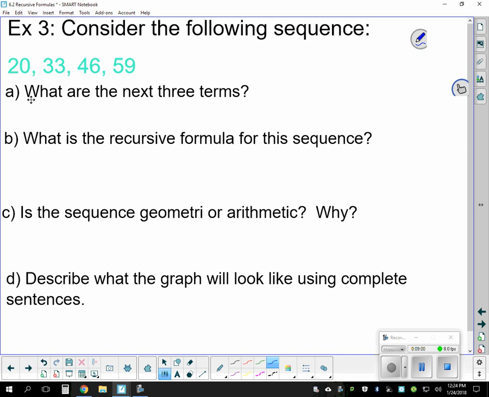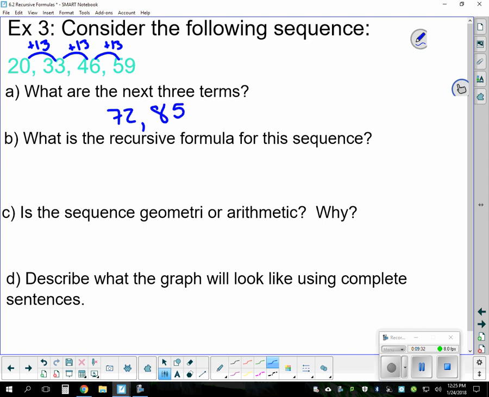Example 3, consider this sequence. What are the next 3 terms? So first, I always try to add. Can I add something to get each term? Well, from 20 to 33, I'm adding 13. From 33 to 46, I'm adding 13. And from 46 to 59, I'm adding 13. So what are the next 3 terms? Well, take 59, add 13, you get 72. Take 72 and add 13, you get 85. And add 13 one more time, we get 98.